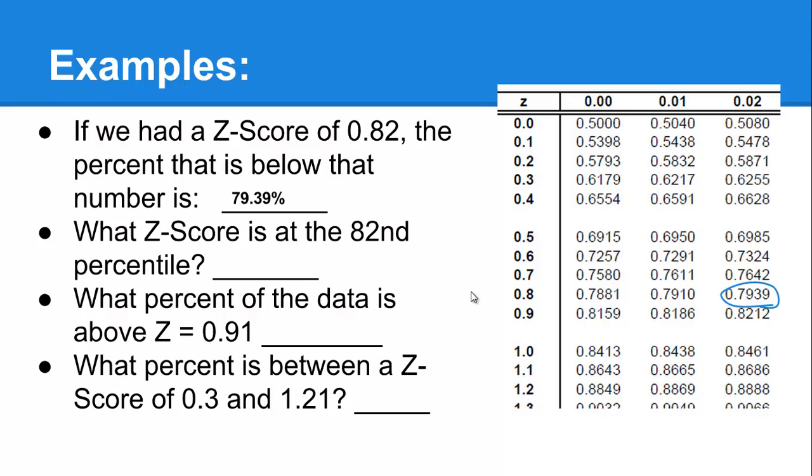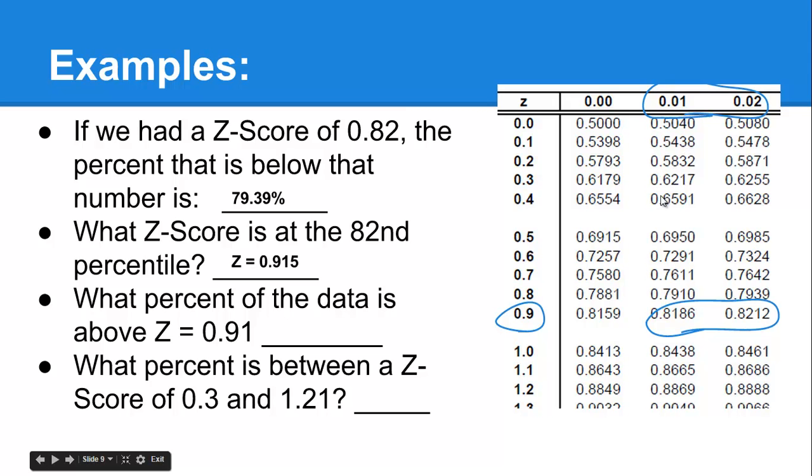What Z-score is at the 82nd percentile? So we have to go to the 82nd percentile. It's right around here, 0.8212 and 0.8186. You have to make a decision here about where it is. You can see that this is 14 off 0.82, and this is 12 off 0.82, so we want something right in the middle. So at 0.9, and then between 0.91 and 0.92 is 0.915. I really don't mind if you say 0.91 or 0.92, but 0.915 is probably a little bit more accurate.